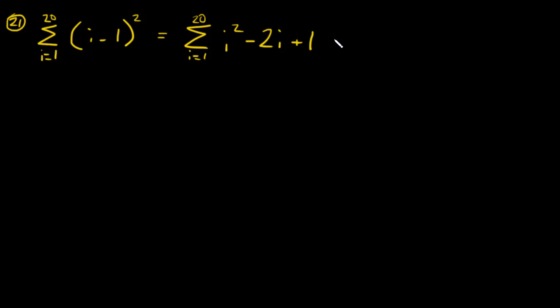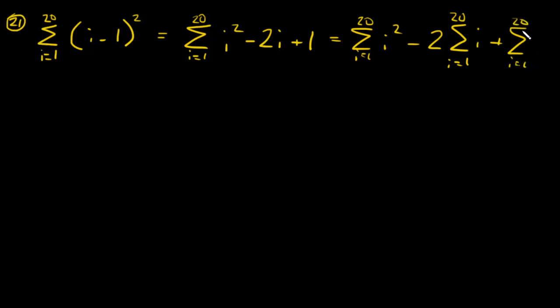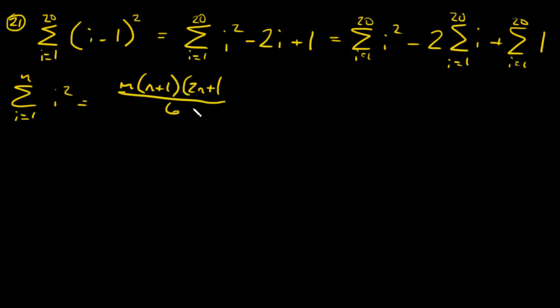And now I can break it into its terms. Summation i from 1 to 20 of i squared minus 2 times summation i from 1 to 20 of i plus summation i from 1 to 20 of 1. Alrighty, so now I can do this. This is the formula that I don't keep in my brain at all times, but I'll look back over it. So the summation from 1 to n of i squared was equal to n times n plus 1 times 2n plus 1 over 6, right?